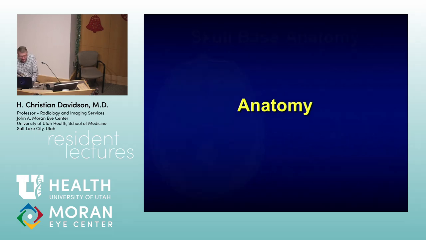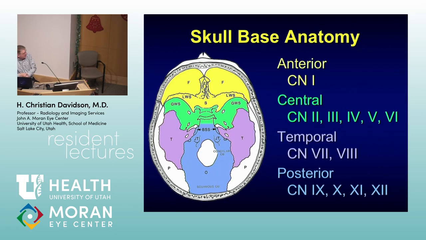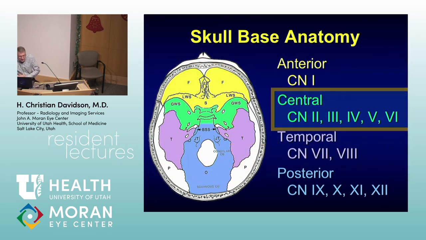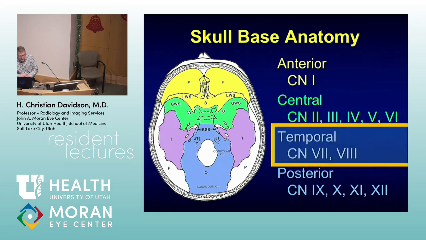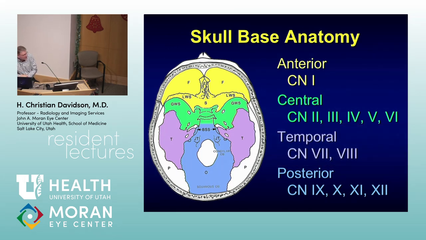Okay, so anatomy of the region. It helps to divide up the skull base into these four areas to chunk it and get your arms around it, and then orient these around the cranial nerves. In this discussion, we're especially interested in the central skull base, the upper to mid cranial nerves. That is the most complex area in terms of foramina, and mostly where ophthalmology lives is in the central skull base. But we're going to extend our discussion today to also include the temporal bone, which focuses around cranial nerves 7 and 8.